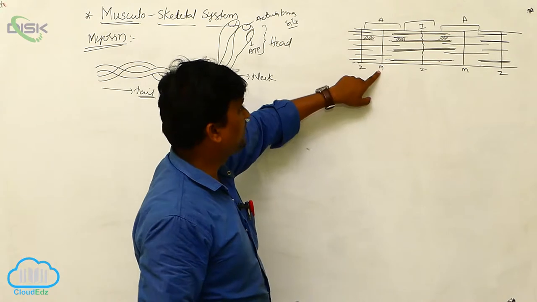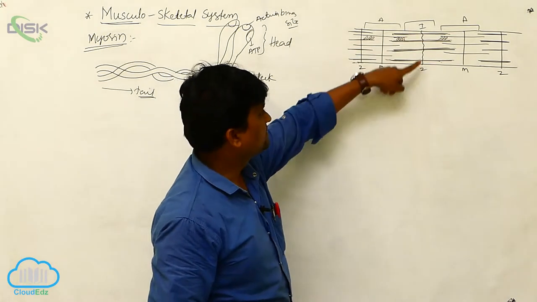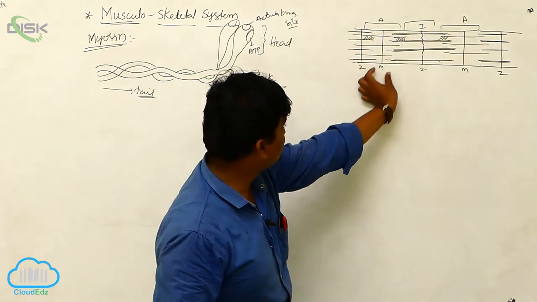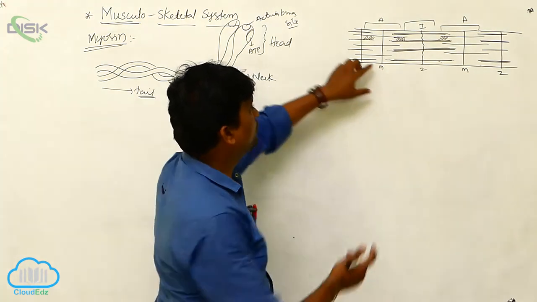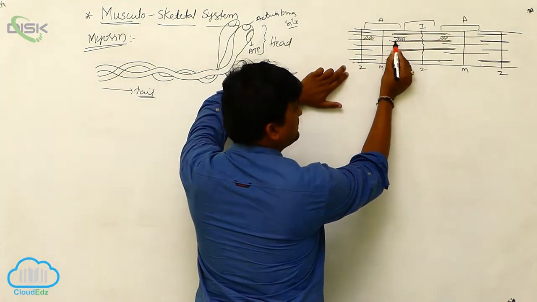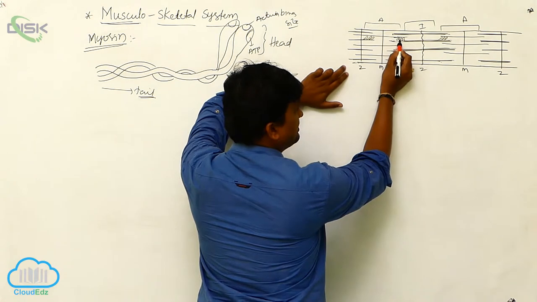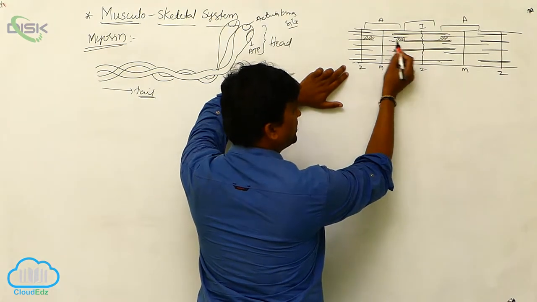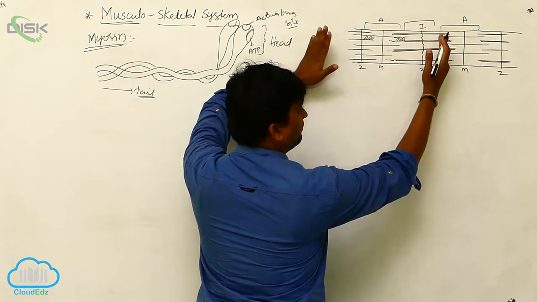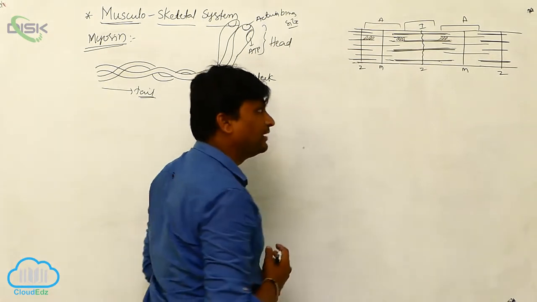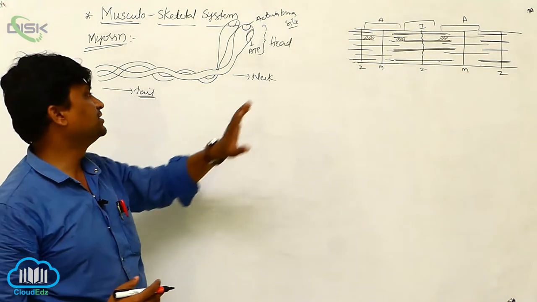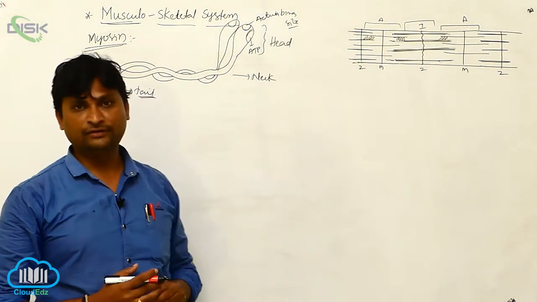It is present like this. This is about the M line and the A zone. In the A zone we consider the H zone, and the M line will be there. Towards the M line is the myosin filament. The myosin heads are directed away from the M line, from the Z line towards the M line. This is the arrangement of myosin filaments.